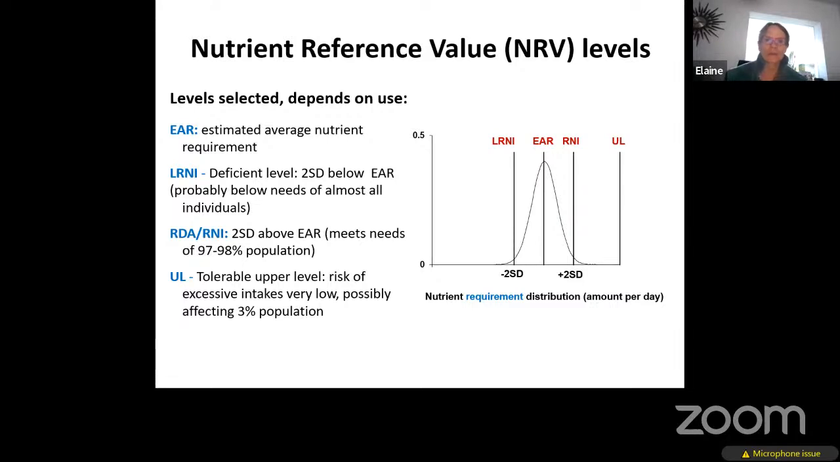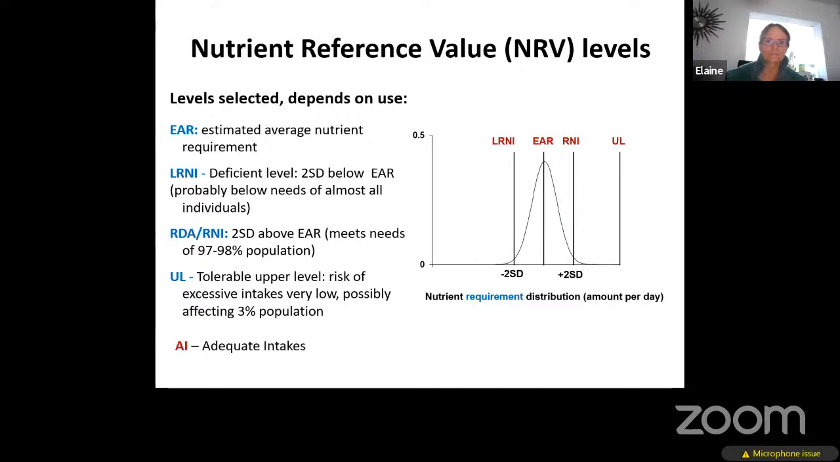And it depends on the nutrient what the risk would be. So those are 3 or 4 aspects within the nutrient reference values that are often referred to. And remembering this is the nutrient requirements. This is how much nutrients an individual requires to meet their needs.